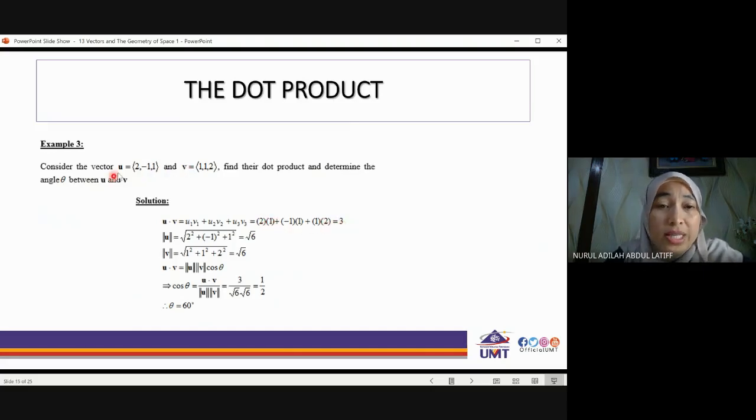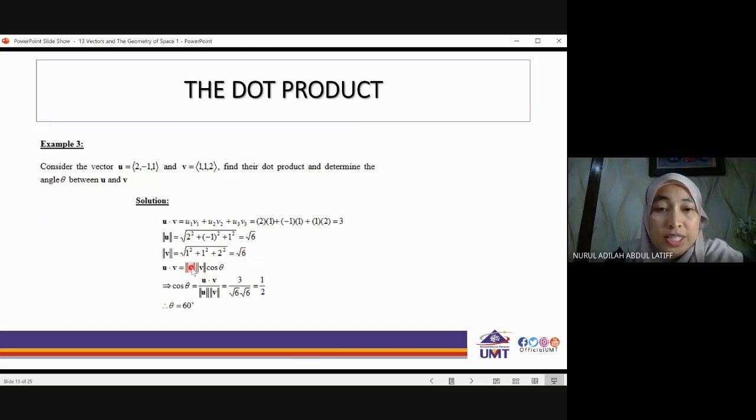So now you find the length of U. Length of U is the square root of 2 squared plus negative 1 squared plus 1 squared. You will get the square root of 6. Length of V is the square root of 1 squared plus 1 squared plus 2 squared, which is also the square root of 6, right?